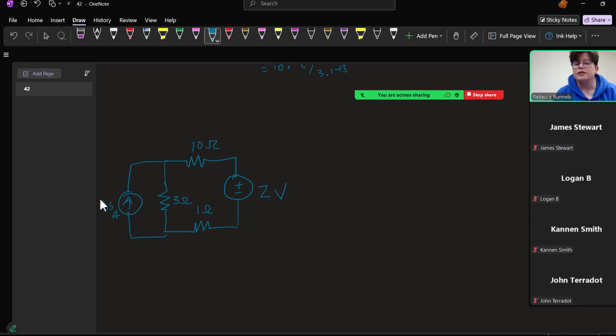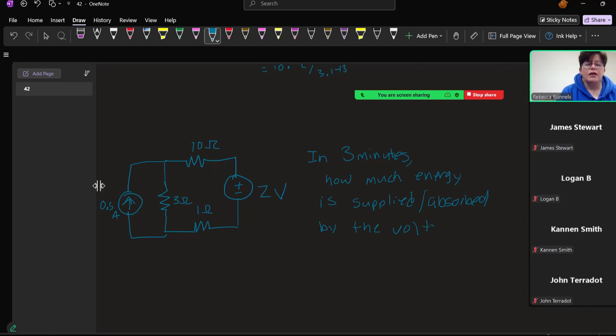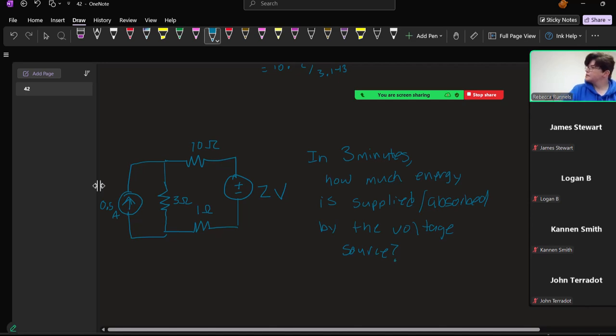All right. So let's say that I have this circuit, and my question is, in 3 minutes, how much energy is supplied or absorbed by the voltage source? This is looking for joules.